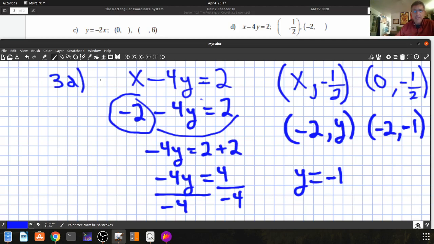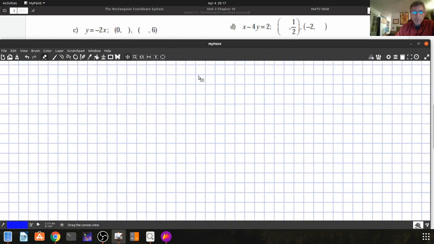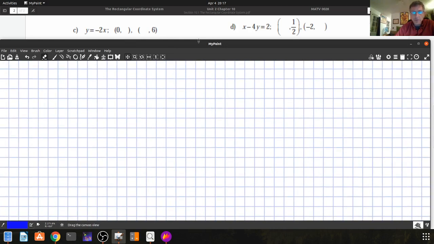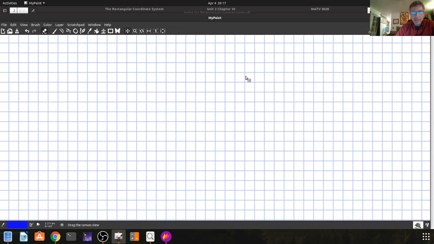So the next thing that they want us to do is to plot several ordered pairs. So I'll write the ordered pairs down here, and then we will plot them.